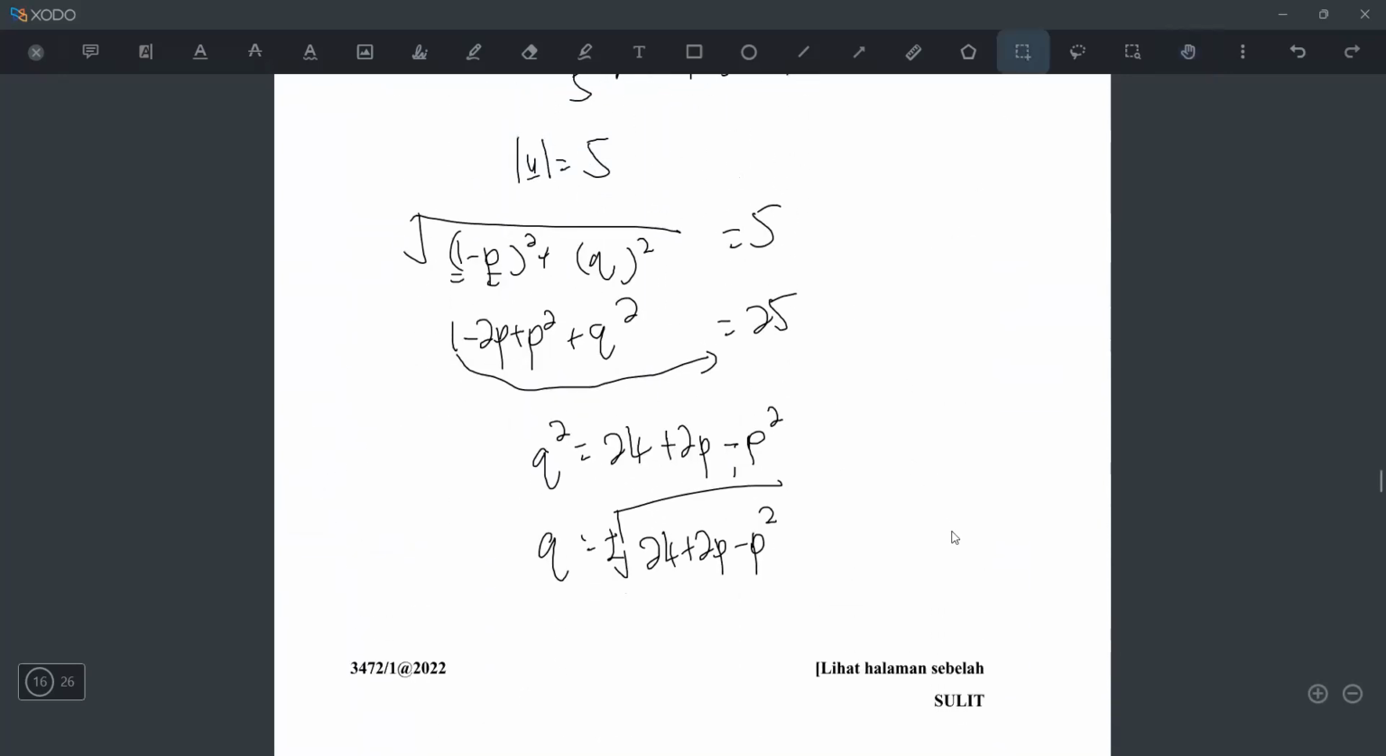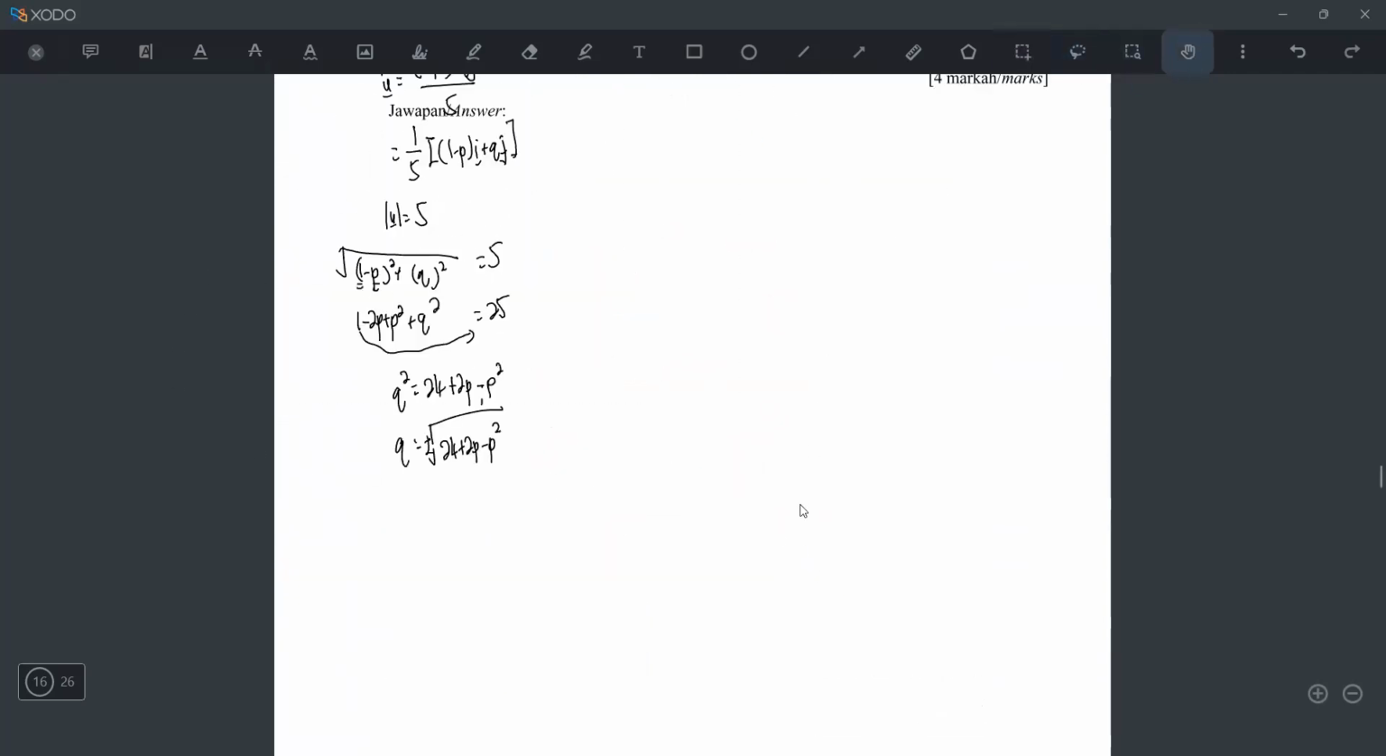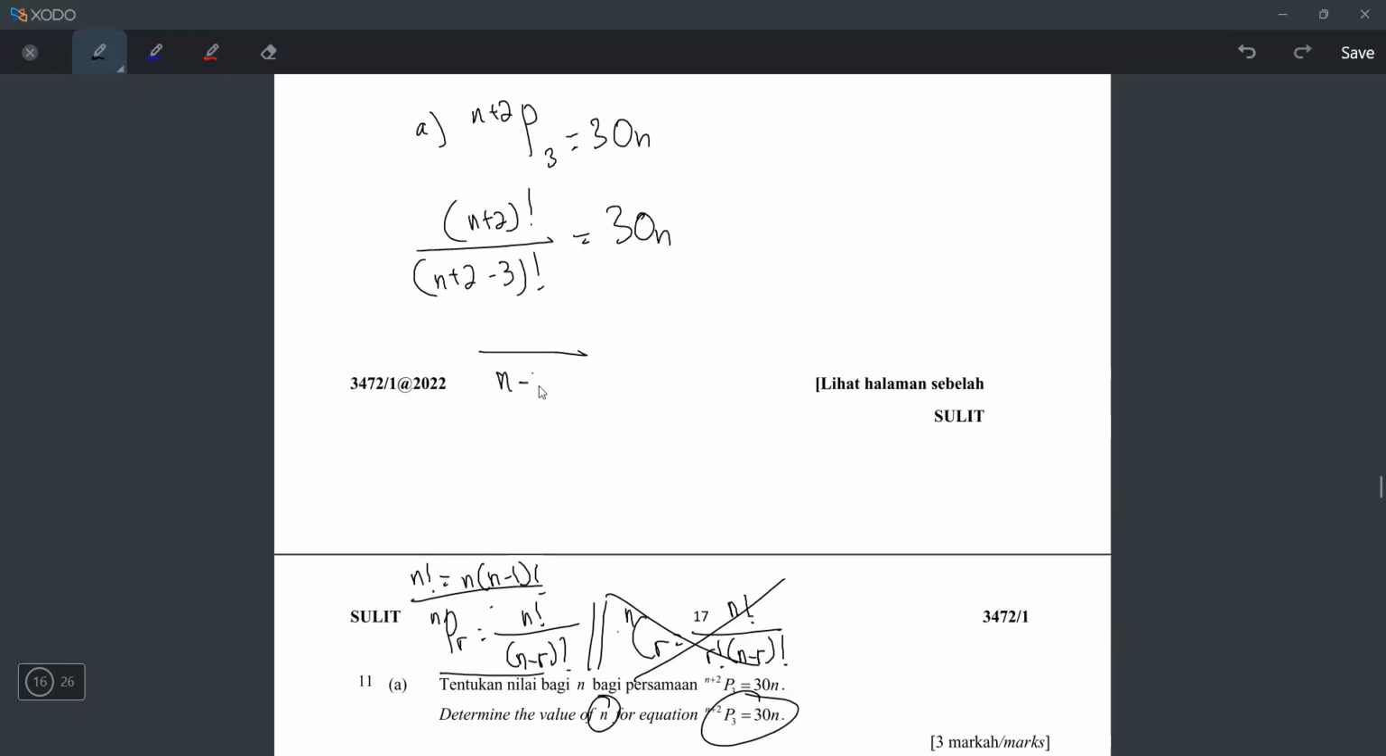Okay, I think this one I have to start maybe like this, so that I can do it here. Okay, so question A, (n plus 2)P3 equals 30n, right? So let's use the nPr formula. What's the nPr formula? n factorial over n minus r factorial. n is the top number, r is the bottom number. So n factorial means the top number, so the top number is n plus 2 factorial over n minus r. It means top number minus bottom number. So n plus 2 minus 3 factorial equals 30n. Now, what is n plus 2 minus 3? n minus 1 factorial equals 30n, and then this is n plus 2 factorial.